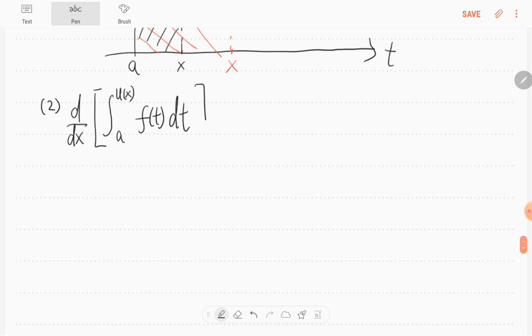What is the derivative? I will skip the derivation and tell you the result, which is equal to: you plug u into f, so replace t with u of x, then multiply by the derivative of u. The derivation actually uses the chain rule, and you will get this result.